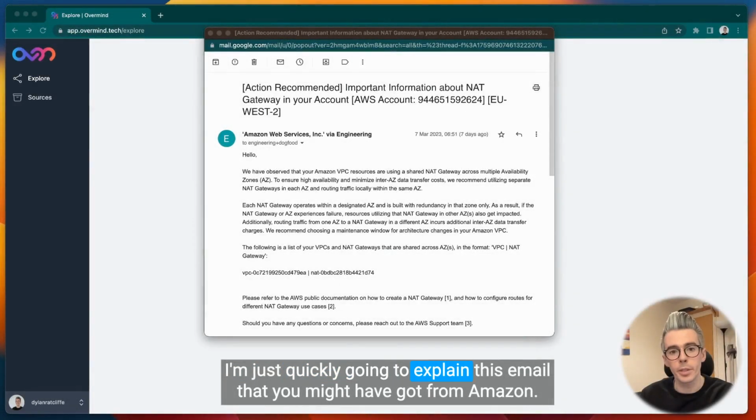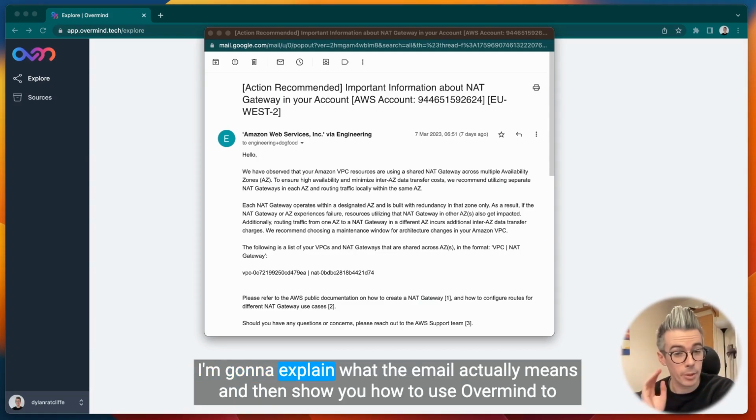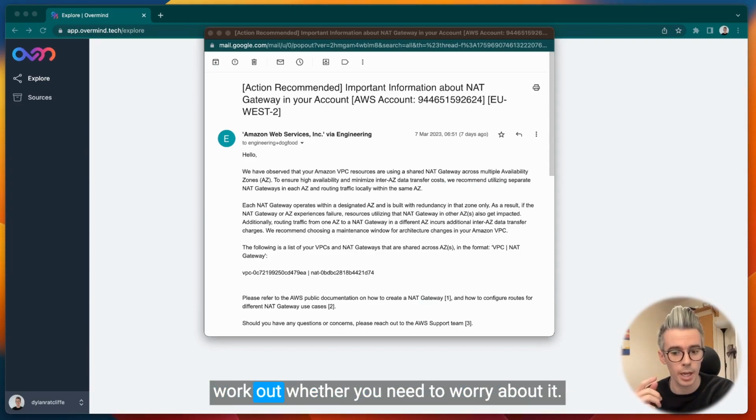I'm just quickly going to explain this email that you might have got from Amazon. The subject is "Important information about NAT gateway in your account." I'm going to explain what the email actually means and then show you how to use Overmind to work out whether you need to worry about it.